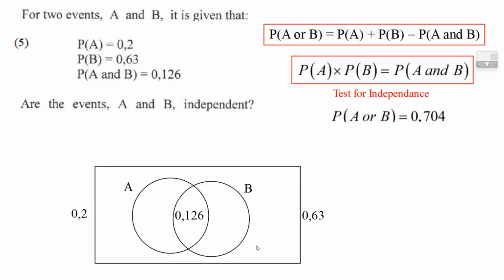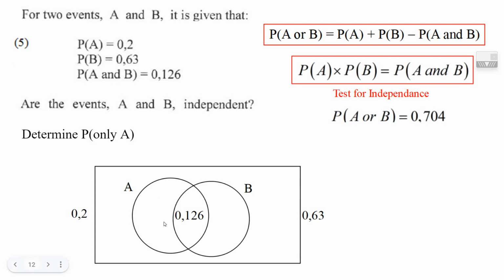Okay, let's take a look at some other questions. Maybe it's the next one. Are the events A and B independent? We already did that. It's 0.126, but I was filling in some other stuff. What's the probability of A or B? Well, how would you figure that out? We just did that as well. It's that 0.704. But what about the probability of only A?